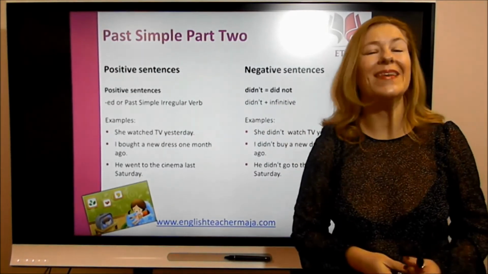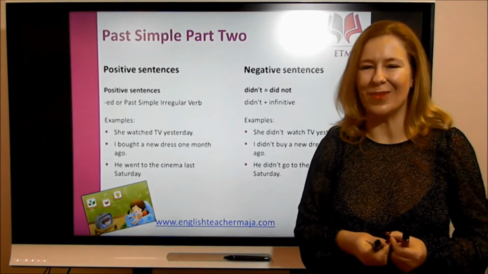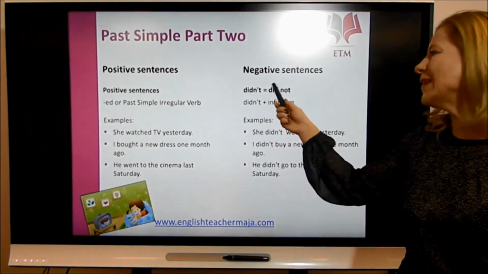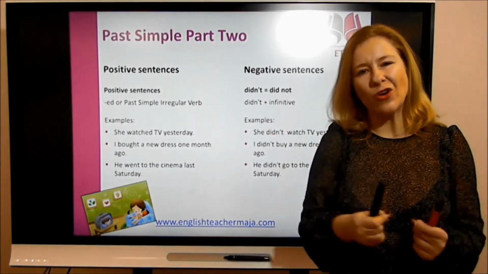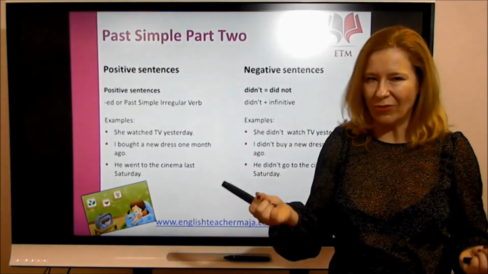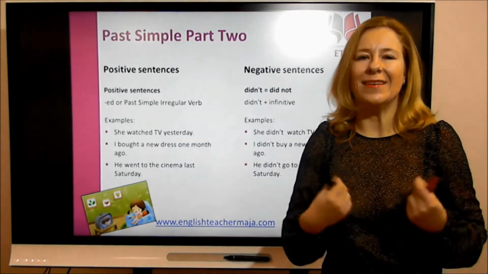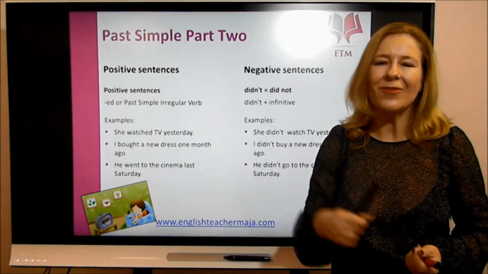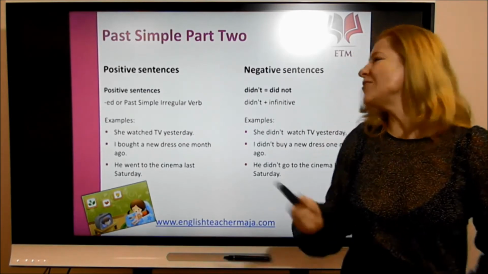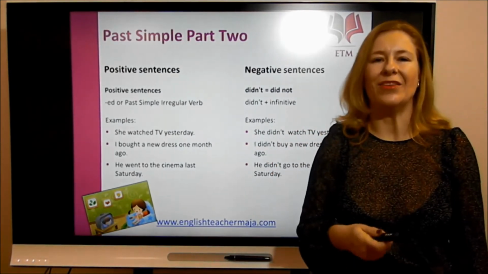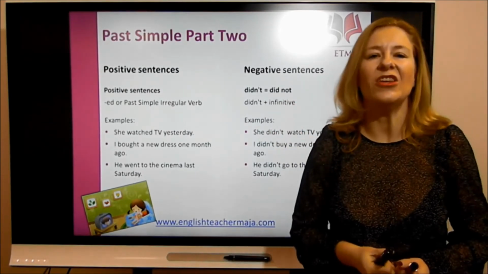So what about negative sentences? How do we make a negative sentence in the past simple? Okay, so we need didn't or did not. Didn't is a short form, did not is a complete form. When we speak, we tend to use didn't. And when you write something, for example, an academic essay or a formal email, then did not is much better, okay? And after didn't or did not, we use the infinitive form, okay?